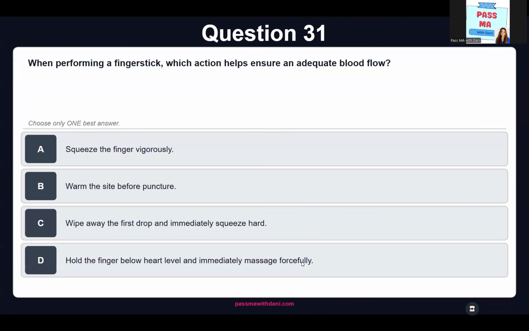All right, question number 31. When performing a finger stick, which action helps ensure an adequate blood flow?